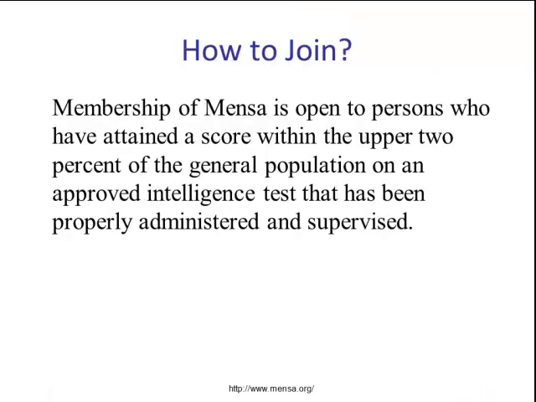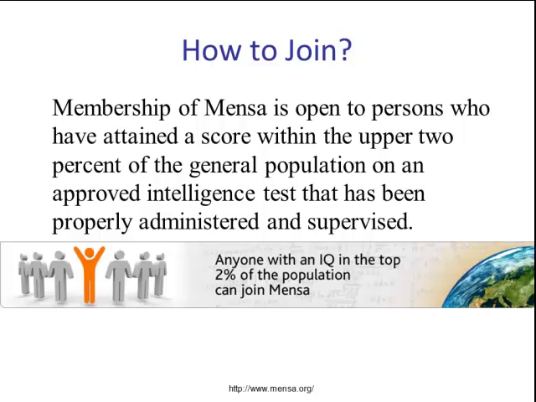Membership of Mensa is open to persons who have attained a score within the upper 2% of the general population on an approved intelligence test that has been properly administered and supervised. So in other words, anybody can join who has an IQ score that is in the top 2%. From our previous videos, if we do the Stanford-Binet IQ test, it has a mean of 100 and a standard deviation of 16. We're wanting to find what IQ score do you need to get in order to join Mensa.